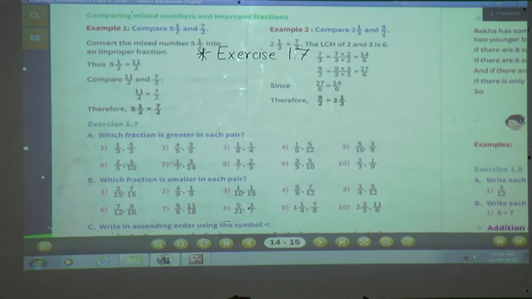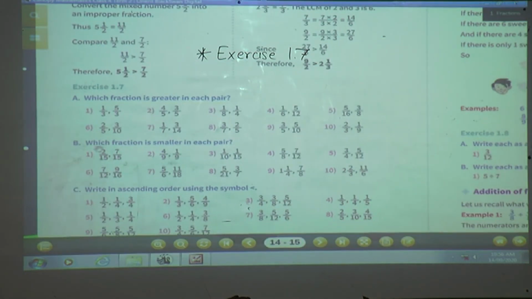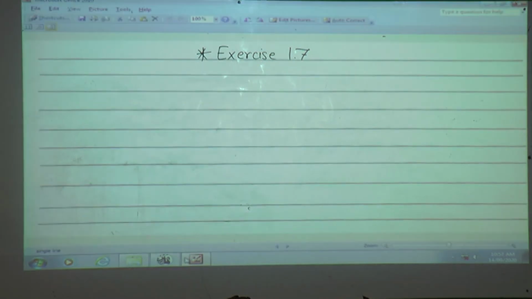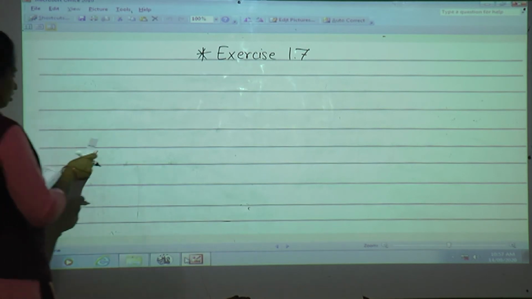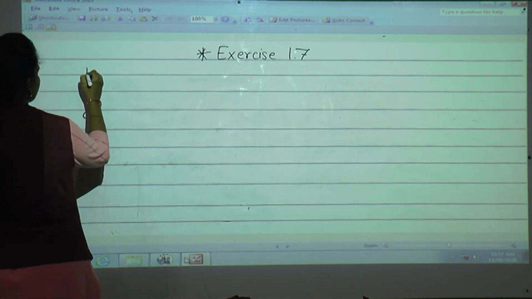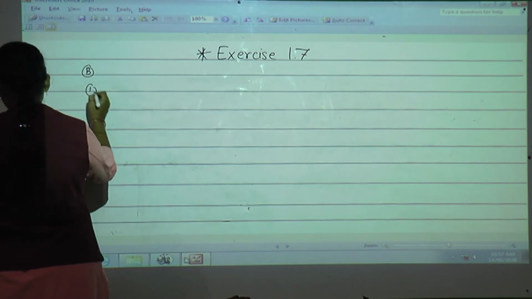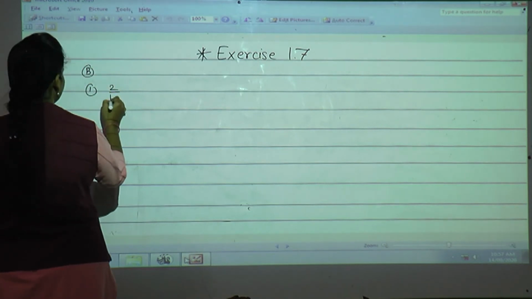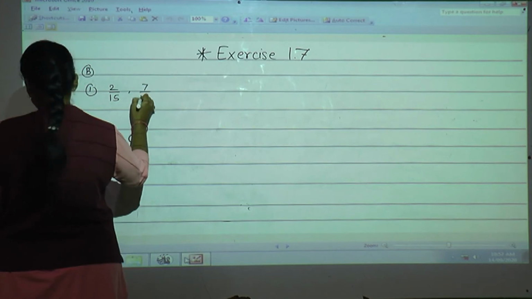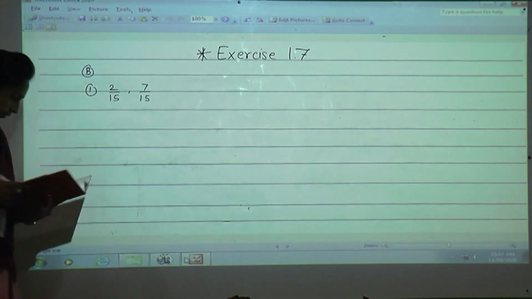Now we will solve the B question. What is the B question, students? Which fraction is smaller in each pair? Now we have seen the greater. Now we have to see the smaller. Okay. Now we will solve the B question. In that, first one I will take 12 upon 15, 7 upon 15.